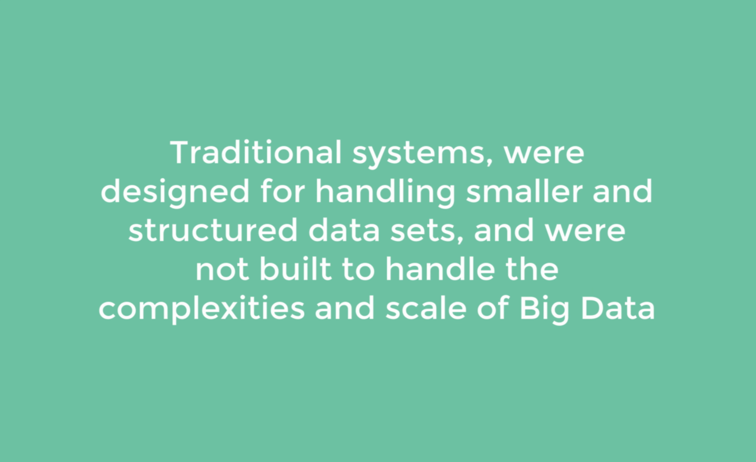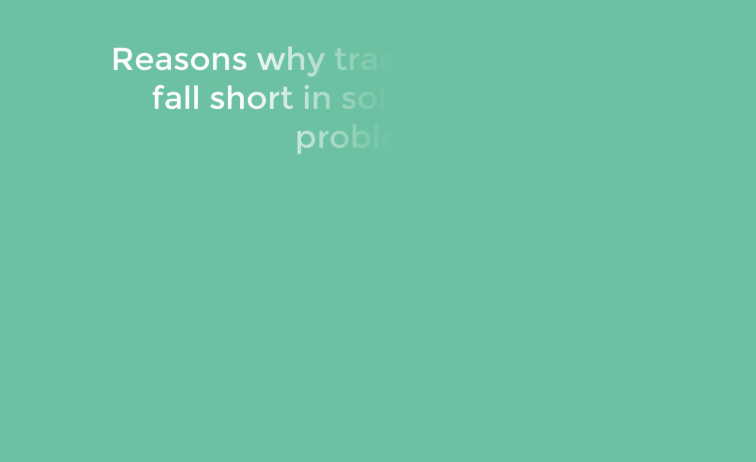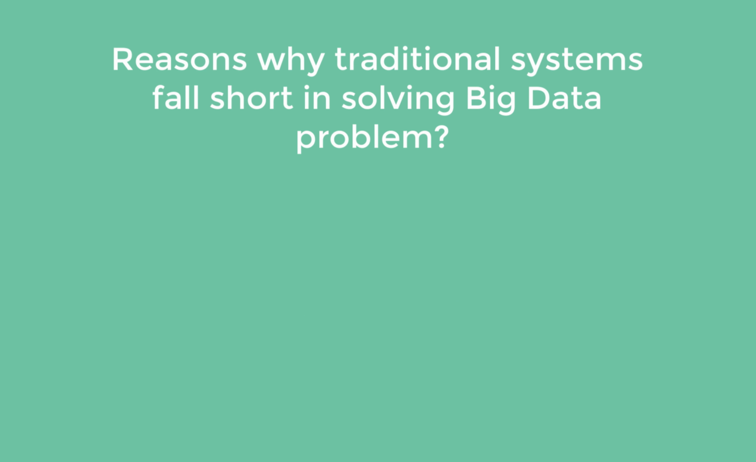Okay, so in a nutshell, traditional systems were designed for handling smaller and structured data sets and were not built to handle the complexities and scale of big data. So let's see some of the reasons why traditional systems fall short in solving big data problems. First one is scalability. Traditional systems often operate on a single machine or a limited number of machines, which cannot effectively handle the enormous volume of data in big data scenarios, and scaling up traditional systems to handle big data requires significant hardware improvement.